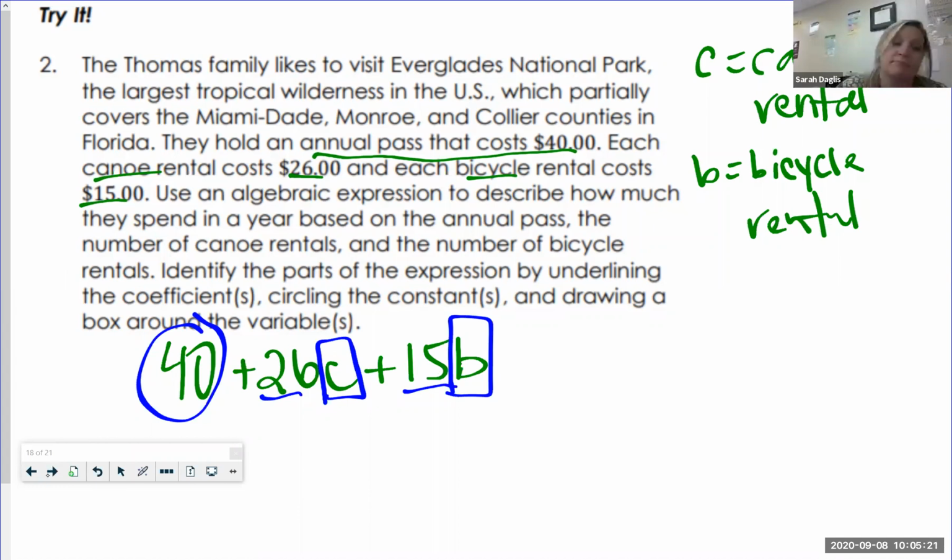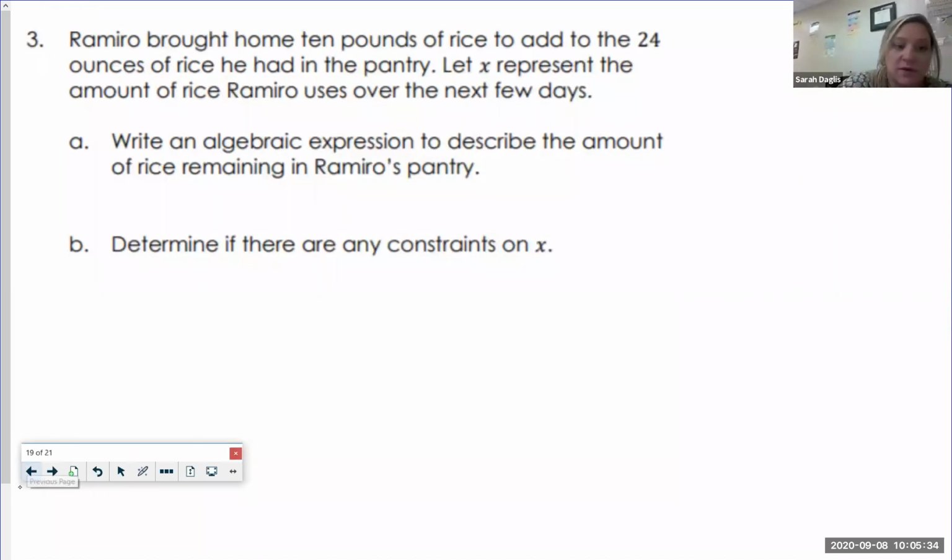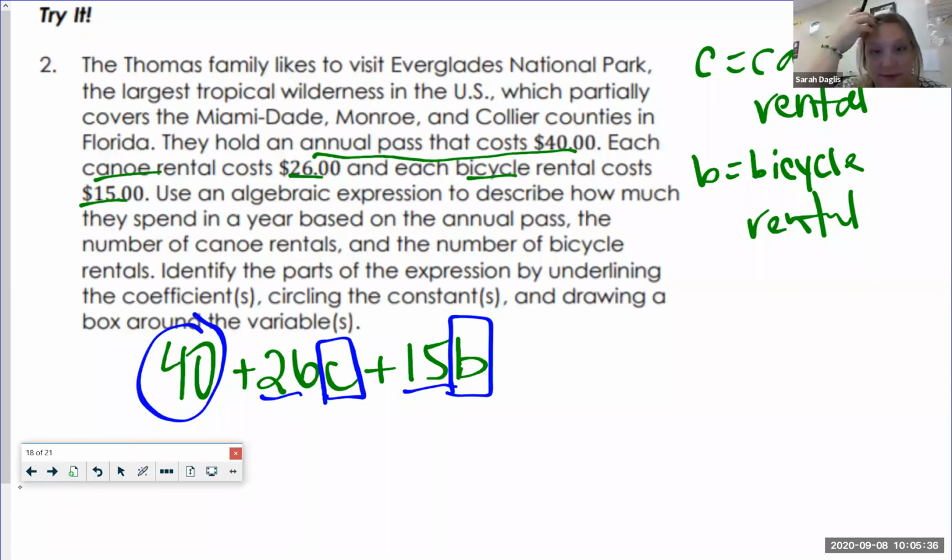All right, I'm almost done. We're going to keep going. Okay. Questions on what we did for just writing the expression and underlining, circling, all that stuff for different parts? No question?